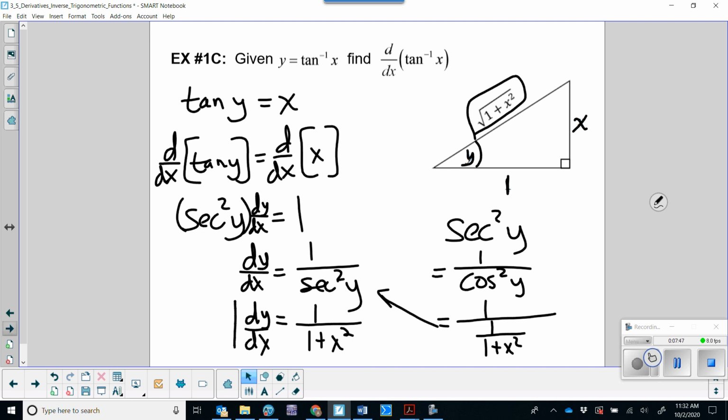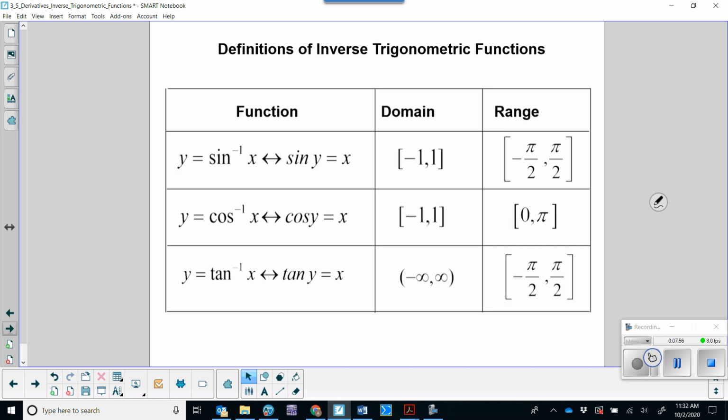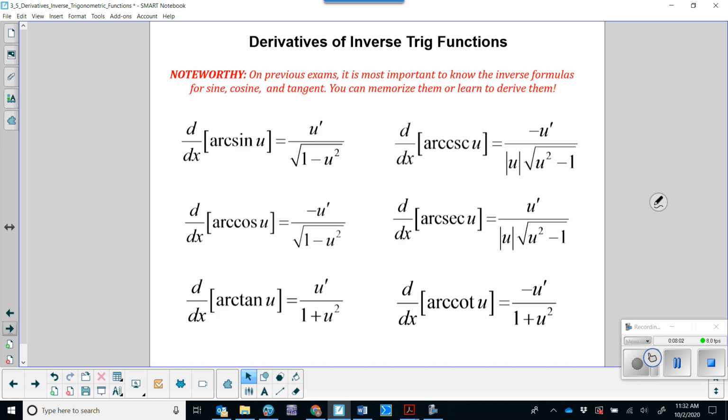Now, you're not responsible for knowing how these are developed. It just sometimes helps to make sense why they look like that. Okay? So here are our formulas. Here are the reminders of the definitions of your inverse functions, so be sure you look at that carefully. It's most important to know inverse formulas for sine, cosine, and tangent.